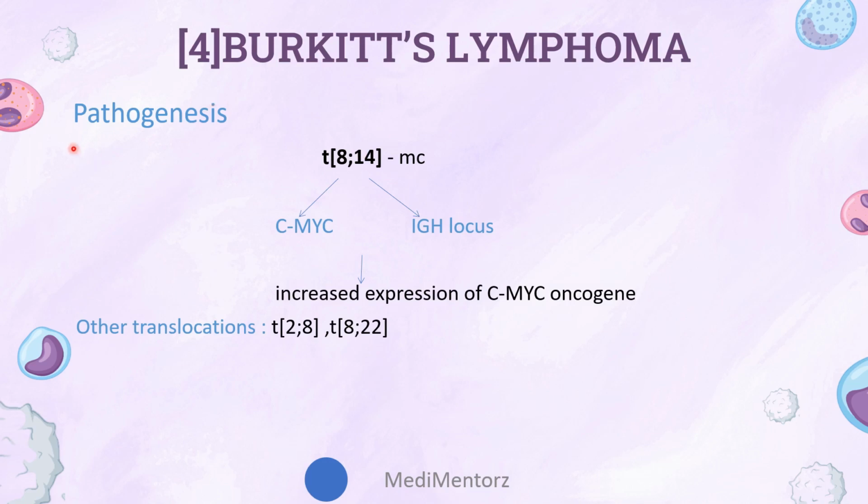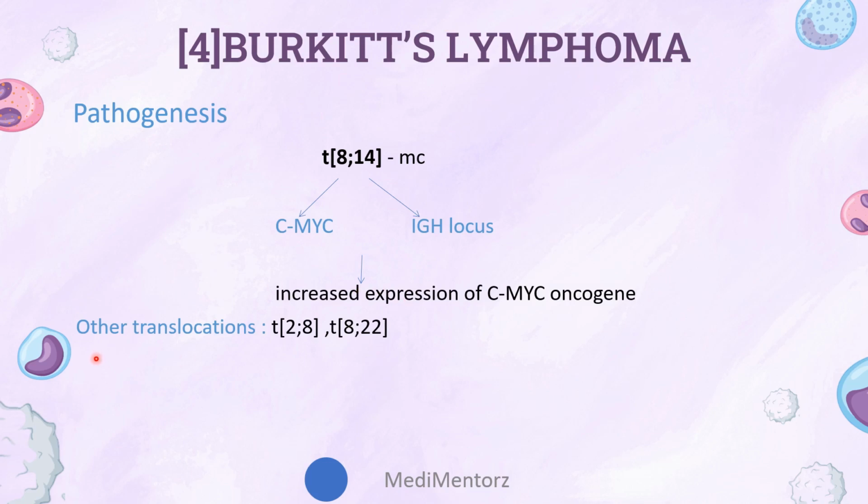Talking about the pathogenesis, the most commonly involved translocation is t(8;14). You just remember it as B looks similar to 8. Just remember it as 8 and 14. On the 14th chromosome, we have the IGH locus. On the 8th chromosome, the c-myc oncogene is present. So the c-myc oncogene is going to be overexpressed, thereby causing Burkitt's lymphoma.